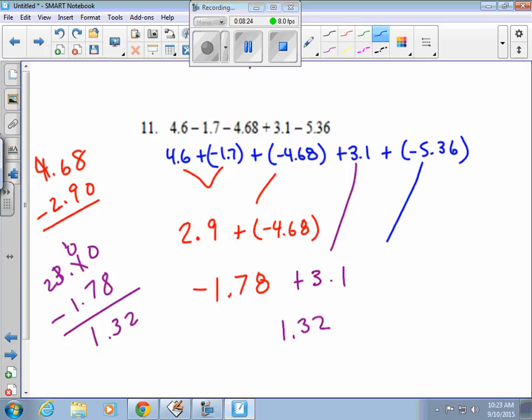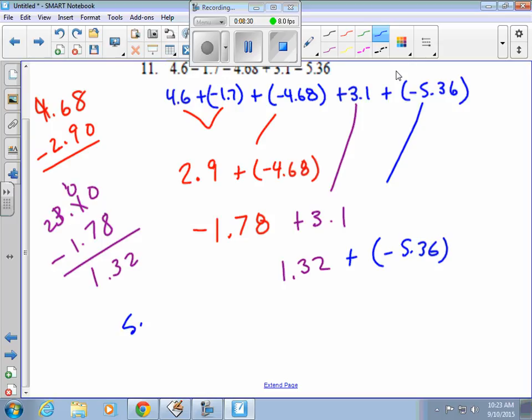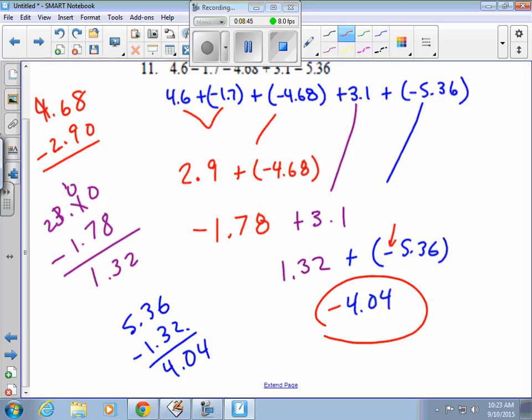Then bring the last one down, plus negative 5.36. Opposite values one more time. 5.36 minus 1.32. 6 minus 2 is 4. 3 minus 3 is 0. 5 minus 1 is 4. So you have 4.04. And 5.36 is negative. It's the larger absolute value. So finally, it's a negative 4.04.